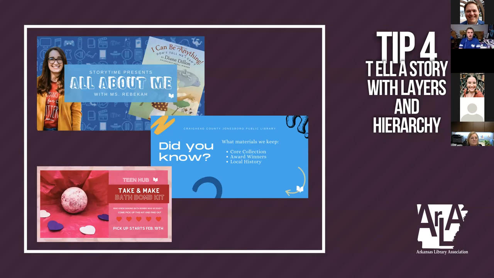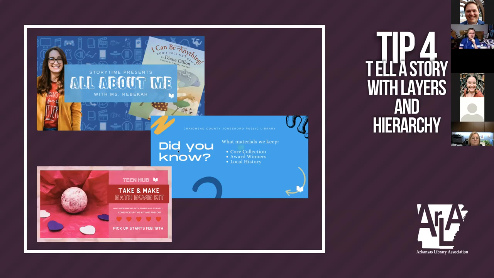So something I touched about in the last slide, and it's tip number 4, tell a story with layers and hierarchy. So you'll notice in each one of these segments, there is a headline, there is font that is the biggest. So in this YouTube header, it's all about me. In this one for Facebook, it says, did you know? And then this one is our Take and Make bath bomb kit. And so there are layers that draw your eye in, and it should be the most important and work your way down. We still have the logo everywhere. It's off to the side. So we're still having representation. We're still having it branded as people can look at it and say, oh, that's the Jonesboro Public Library.